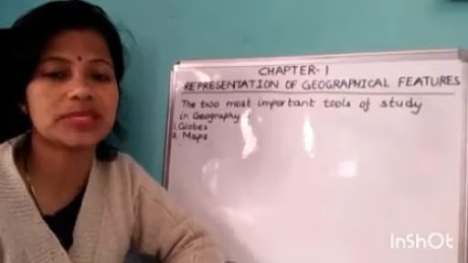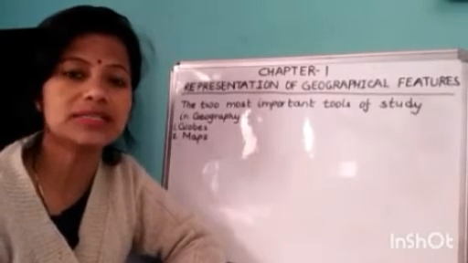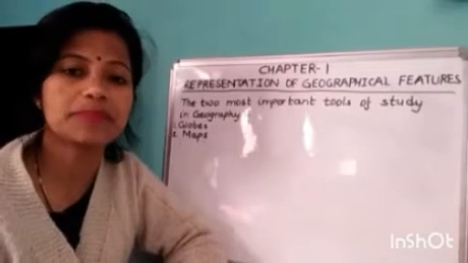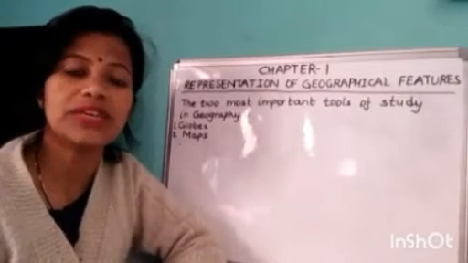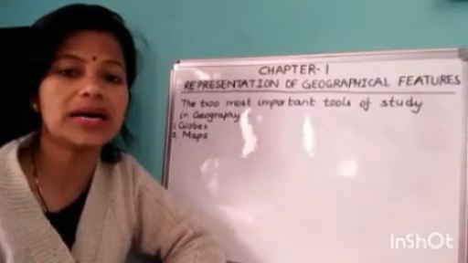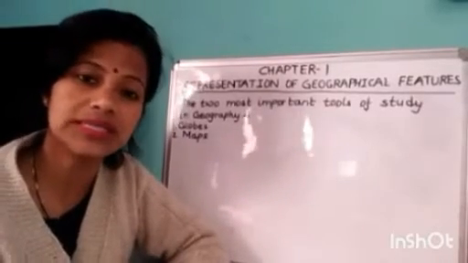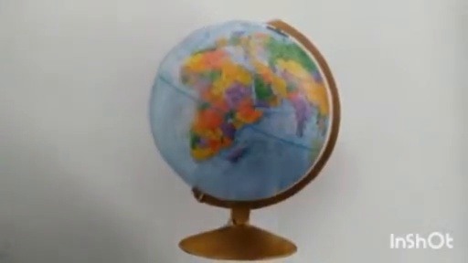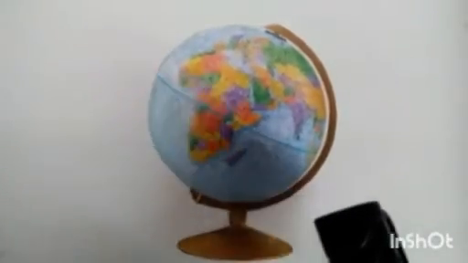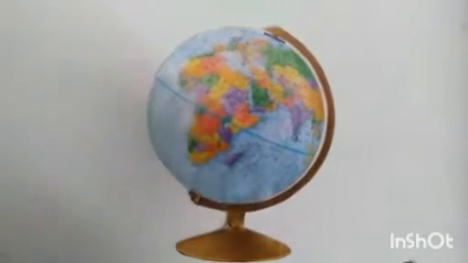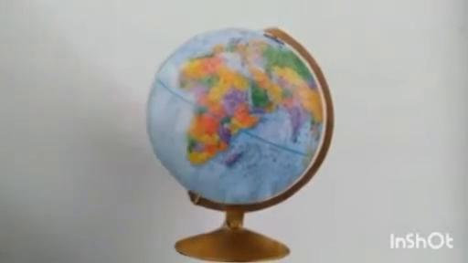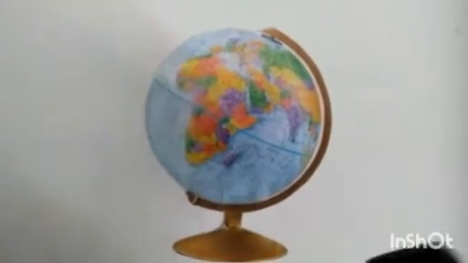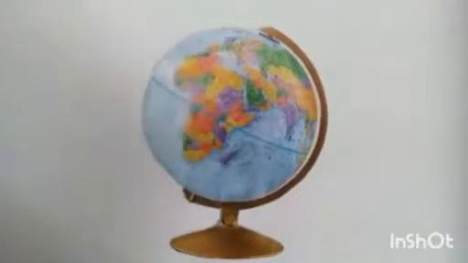Globes and maps. When we see globes or maps, we get to know how our earth looks like. This is a globe. A globe is a three-dimensional model of the earth. Three-dimensional means it has length, breadth and depth.